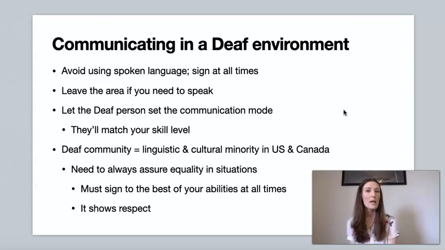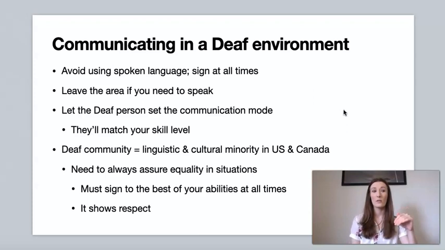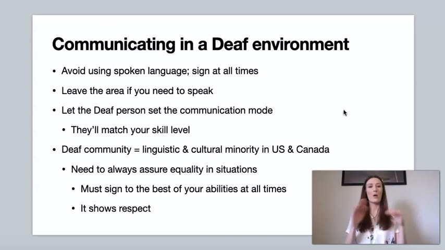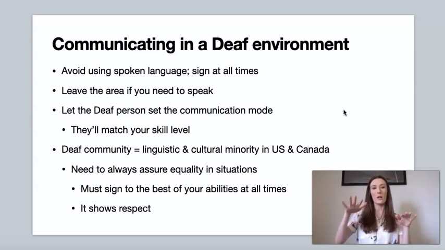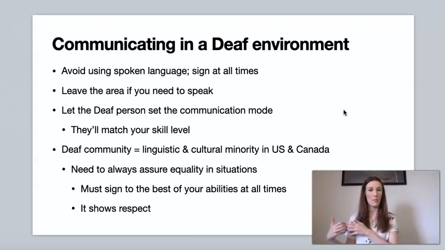The deaf community is a minority group in the United States and Canada, okay? Linguistically, not everybody knows ASL. Culturally, it's a very small group within the United States. They are discriminated against, they are oppressed. So that's why when we are out in the deaf community, we are always signing. Okay, we need to make sure that we are ensuring equality for everybody. There's equal access to all information. Okay, so if you need to have that private conversation, step away. Okay, ensuring equality, it shows respect as well.